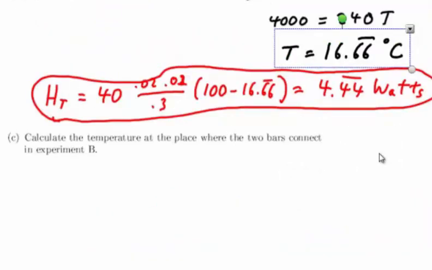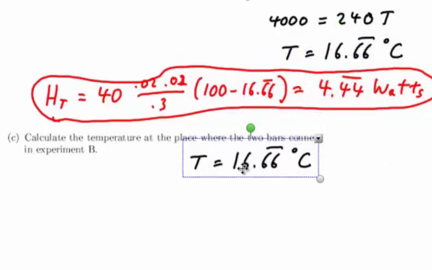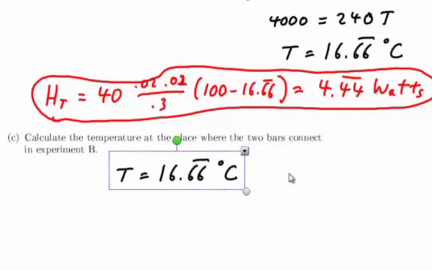And so finally, we recognize that we already calculated the temperature at the place where the two bars meet in part C, and that is 16.66 degrees Celsius.